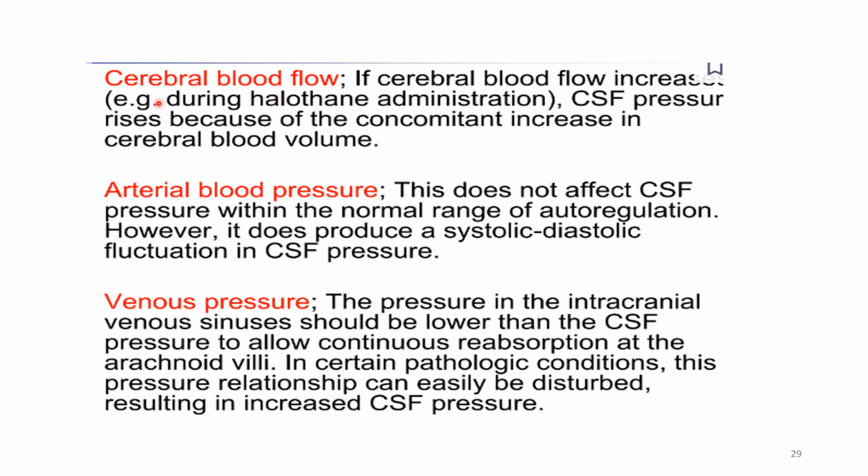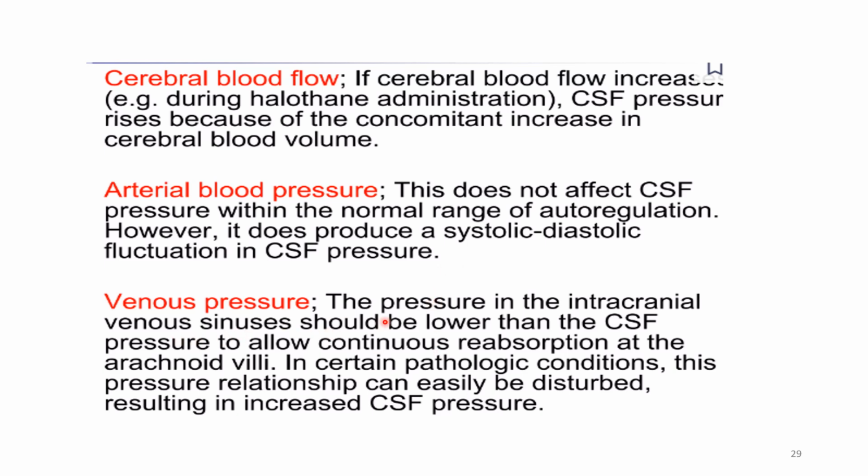Then it depends upon the cerebral blood flow. If cerebral blood flow increases, what happens? CSF pressure rises because of the increase in the cerebral blood volume. So, if the cerebral blood flow increases, the CSF formation increases. And it also depends on the arterial blood pressure. This does not affect CSF pressure within the normal range because of autoregulation. However, it does produce a systolic diastolic fluctuation in the CSF pressure.